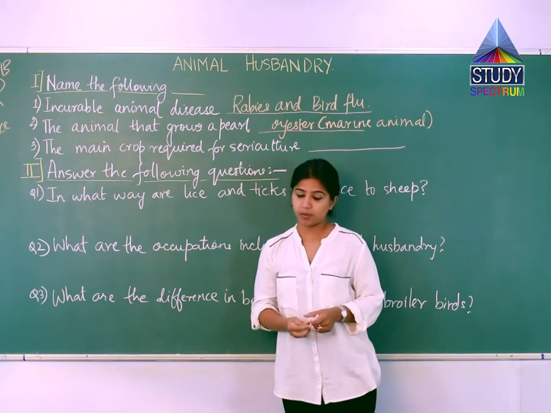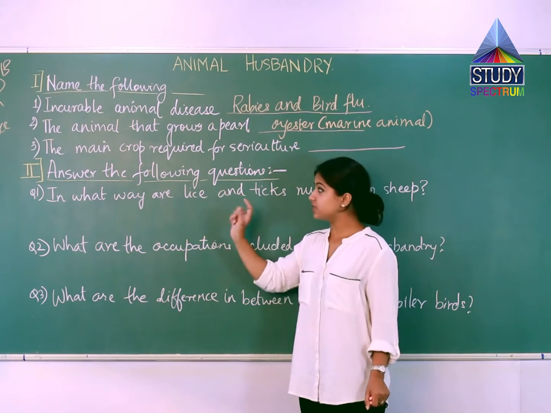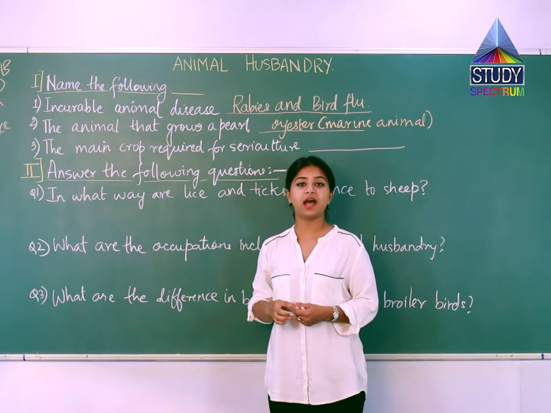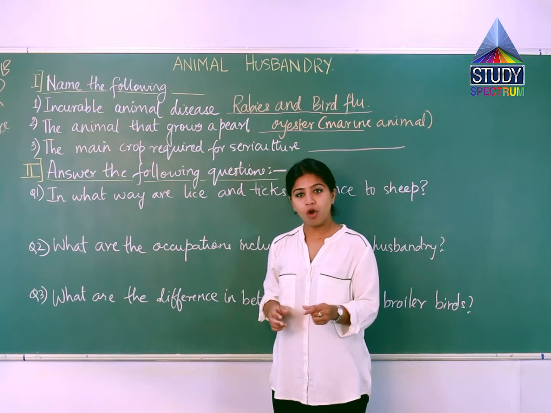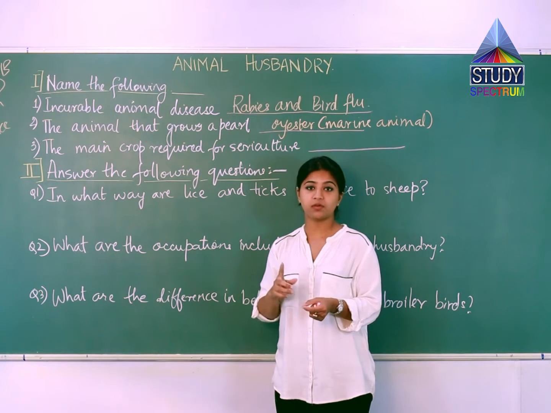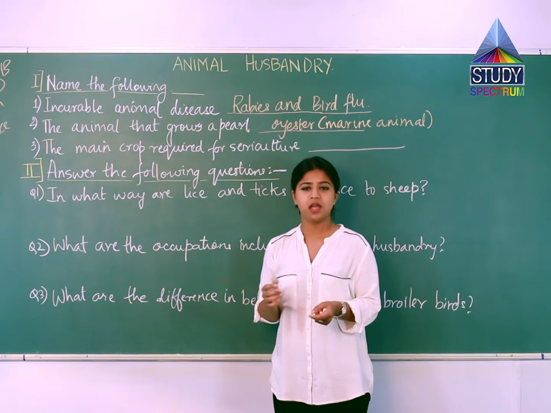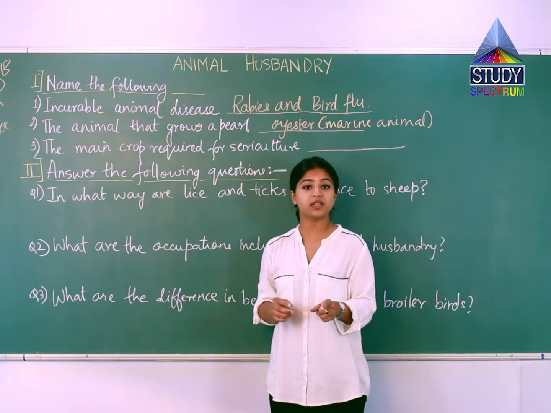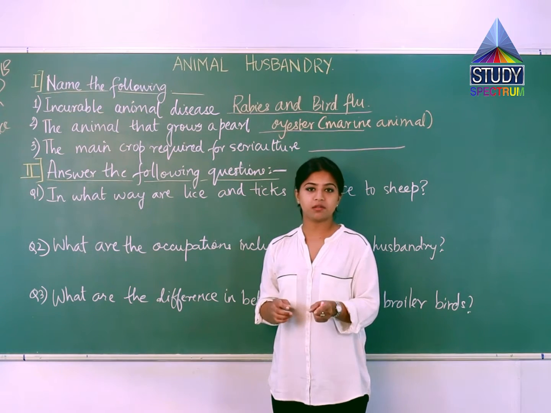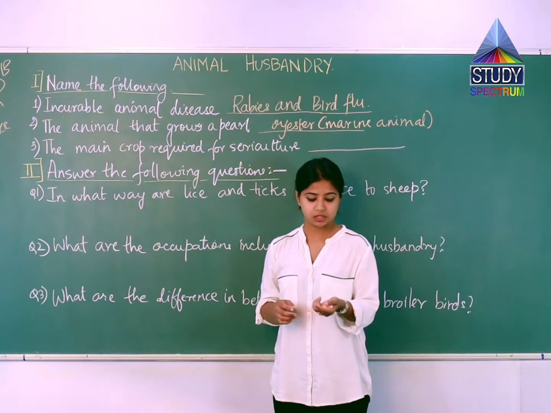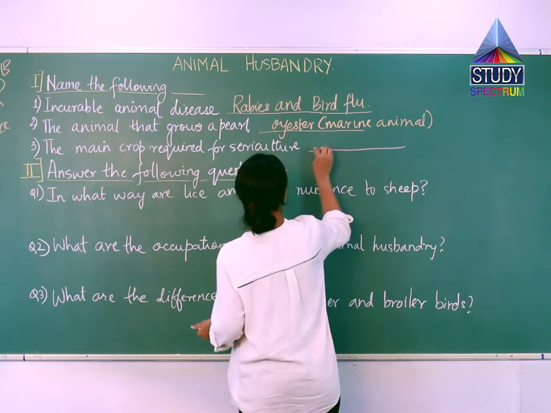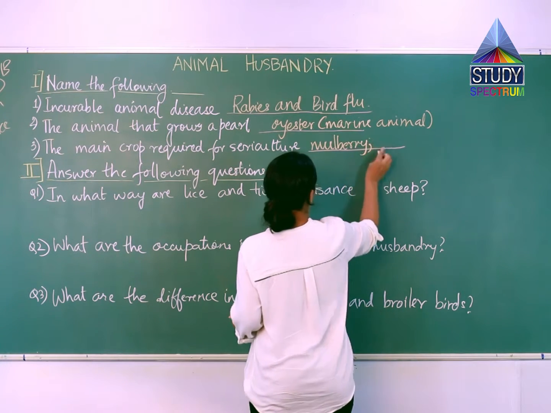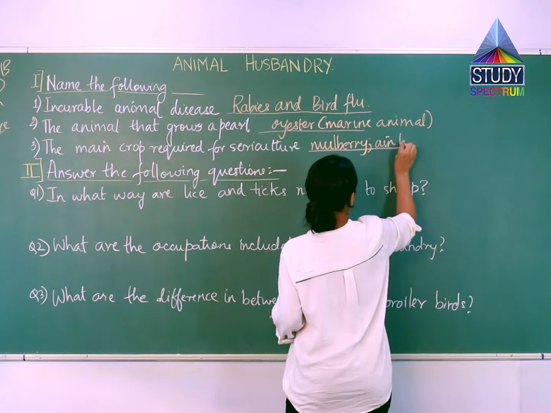To be specific about. The last one is the main crop required for sericulture. Now we learned that in sericulture, the silkworms were the ones that grew on the various kinds of trees or the other leaves or any other part. But we also learned that the main type was the mulberry trees and the ain leaves. So the answer here is going to be mulberry, or even to be specific, the ain leaves.